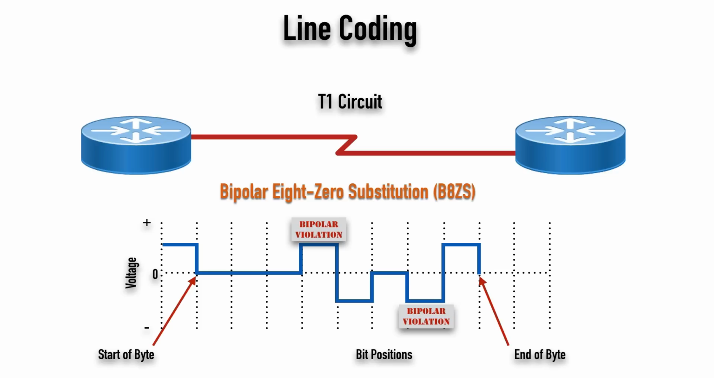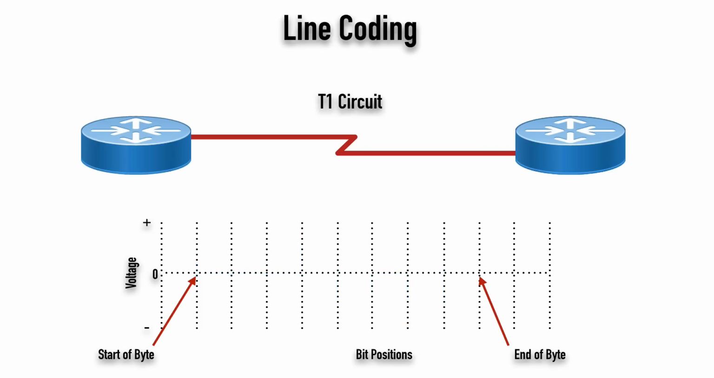So we've created two bipolar violations at very specific bit positions in equipment that was told to use B8ZS. That's the way that the equipment knows that this is not really a violation or two violations. This is simply a byte containing all zeros. Now, B8ZS is not an option for an E1 circuit. With an E1 circuit, we typically use something else, and it's called HDB3, which stands for High Density Bipolar of Order 3. That's a mouthful, and it's going to attack this issue a little bit differently.